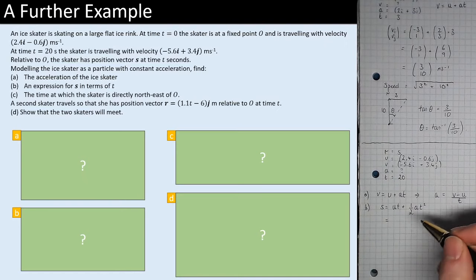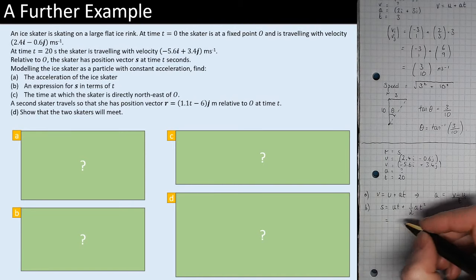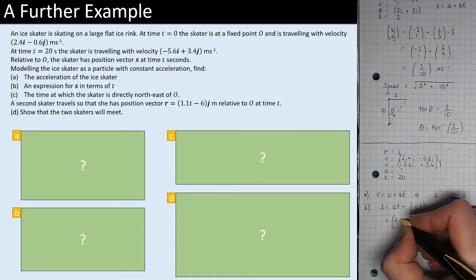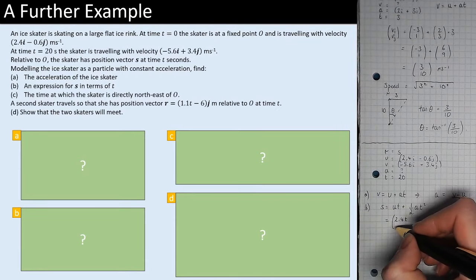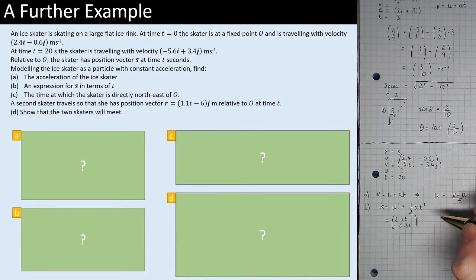We also already have a vector for u. So that could just become 2.4 times t, take away 0.6t, like that, plus half of a t squared. When we've worked out what a is, we can then substitute that into this to get an expression for the other bit. So then we can have a complete thing going on here. We can put these two things together.